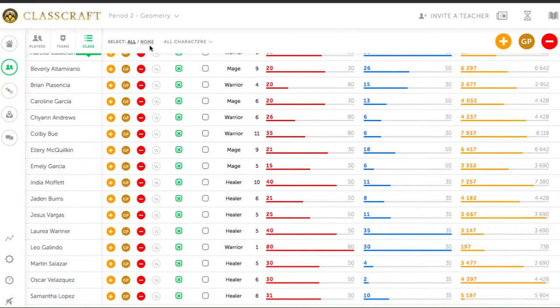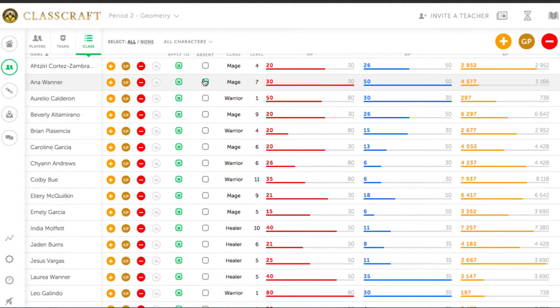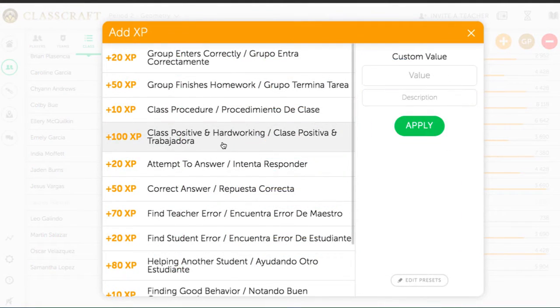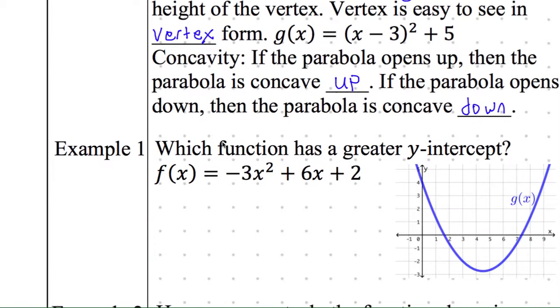Let's just give everyone who's here, sorry Anna, sorry Lorea, everyone that's here, I'm just going to give you all 100. All right, so from here, and we'll just do a fistful.